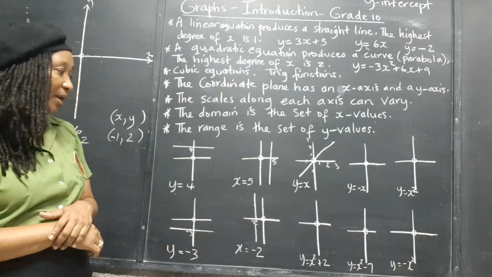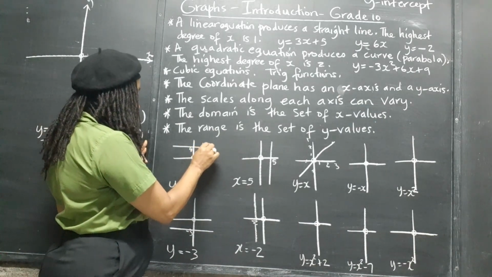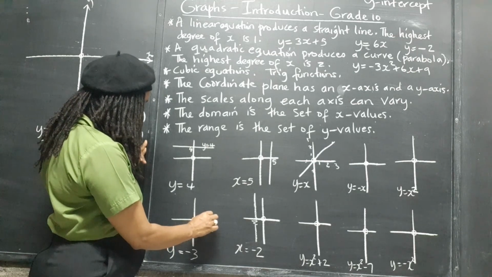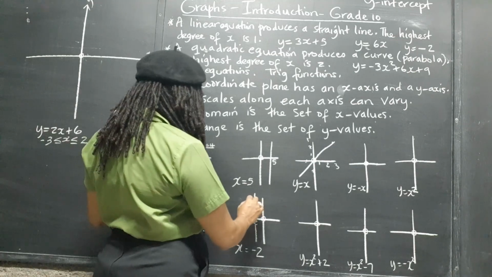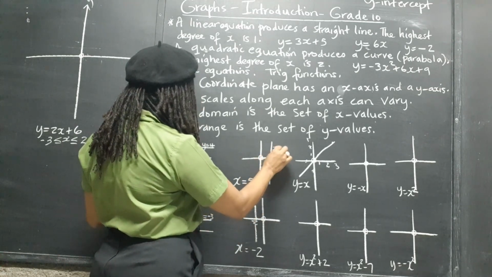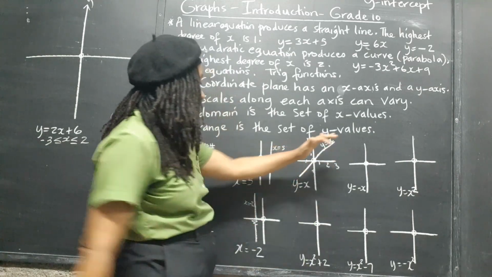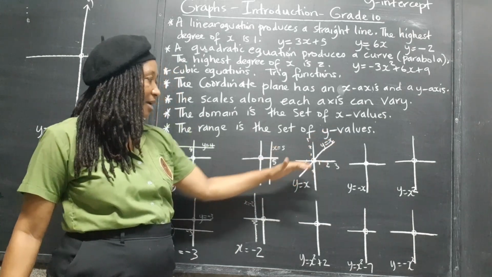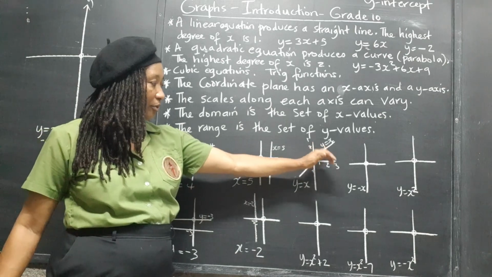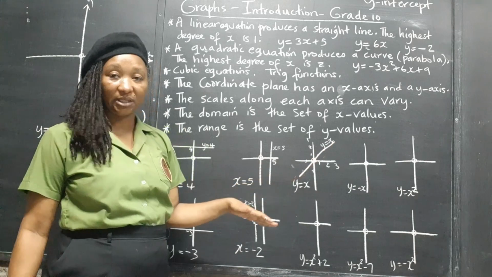The line y equals x, and usually we name our line or curve according to the equation we're given. So this is the line y equals x. It cuts through the origin. It's a slant line that cuts exactly halfway through the quadrant, through the origin.